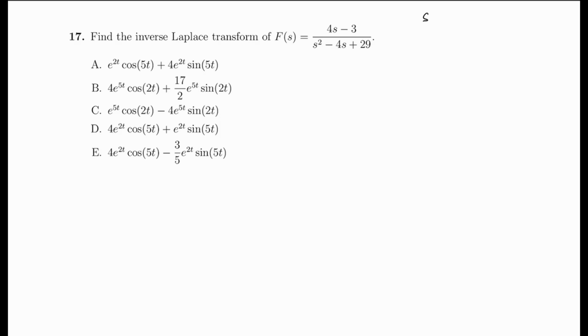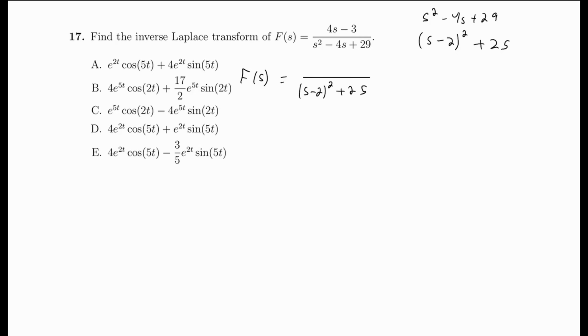So we'll write that off to the side here. We have s squared minus 4s plus 29. That's going to have to be s minus 2 squared in order to get this s squared in the minus 4s term. That'll leave us with a 4, and we need to get to 29, so that'll be plus 25. Let's go ahead and swap this in for our denominator. We won't write anything in the numerator just yet. So that's s minus 2 squared plus 25.